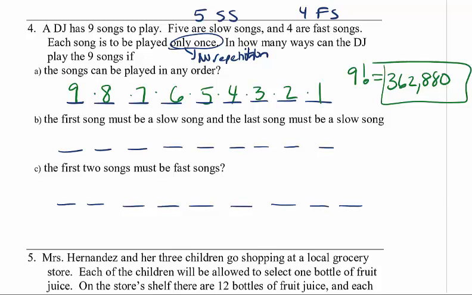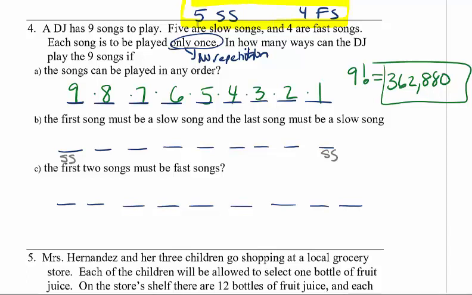So going to B. B is going to put more criteria on it. It says the first song must be a slow song. So the first song has to be a slow song, and the last song has to be a slow song. So remember, these are my options. This is what you're starting off with, and you're not repeating yourself.